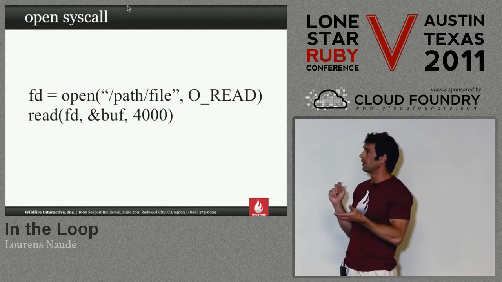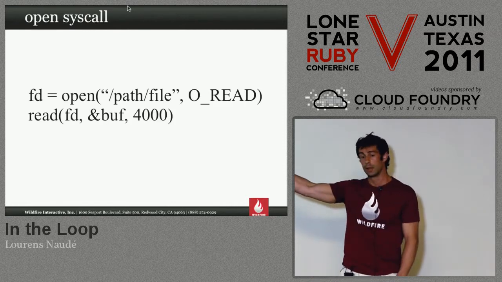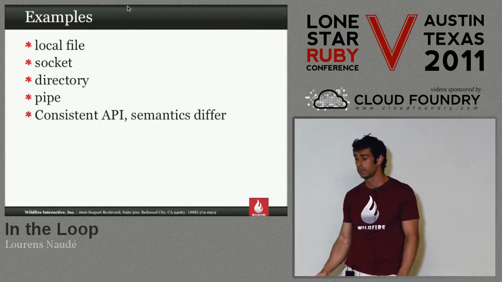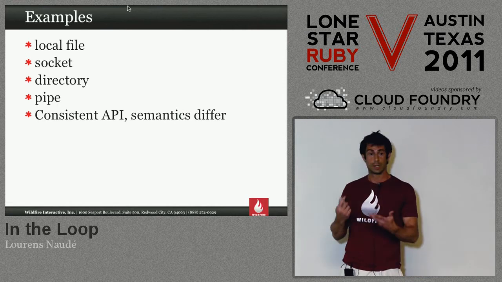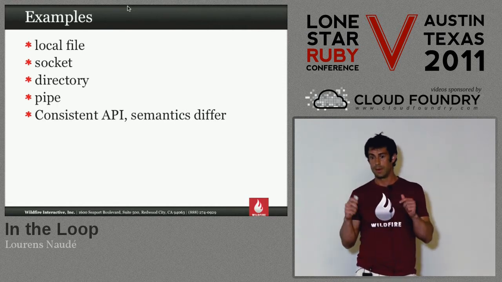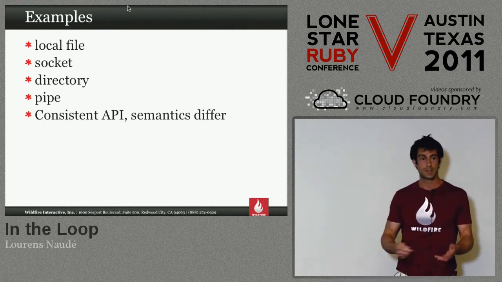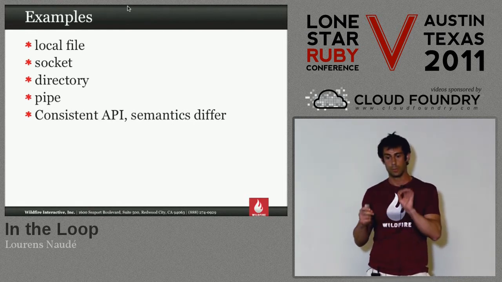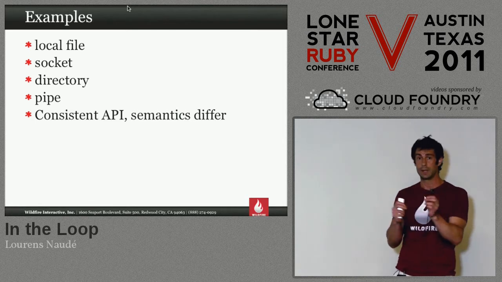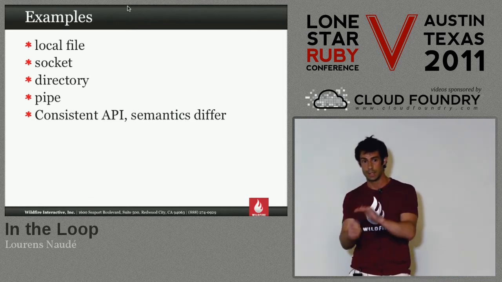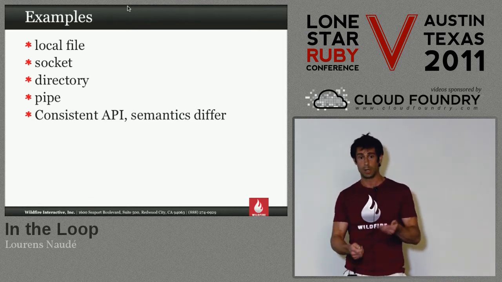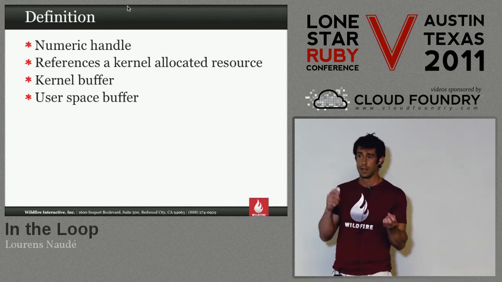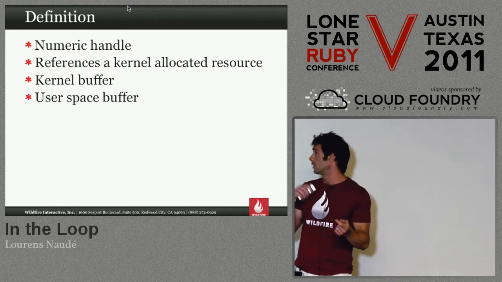So if we invoke the open system call for a local file with the intent to read it, we'd get back a numerical reference. A file descriptor can reference a local file, a socket, a directory, or a pipe, and the API for that is always consistent. In our system calls, we only care about that numerical reference, not what the underlying device is, so it's very easy for the programmer to use. The definition is a numerical handle that references something allocated in kernel space.